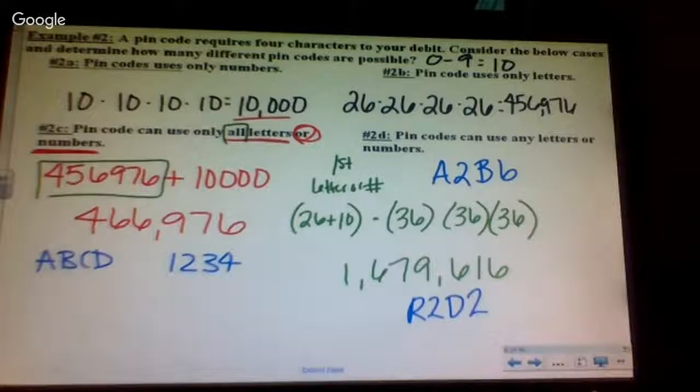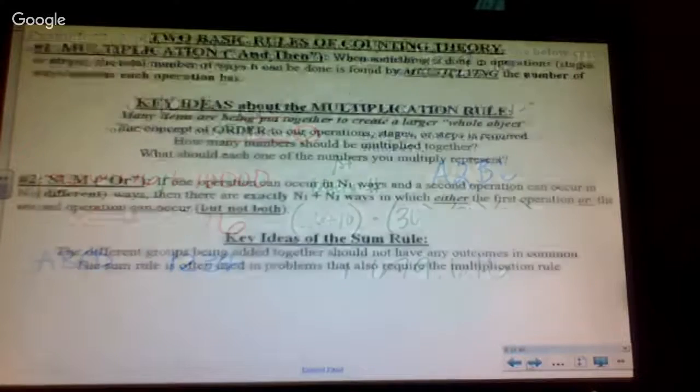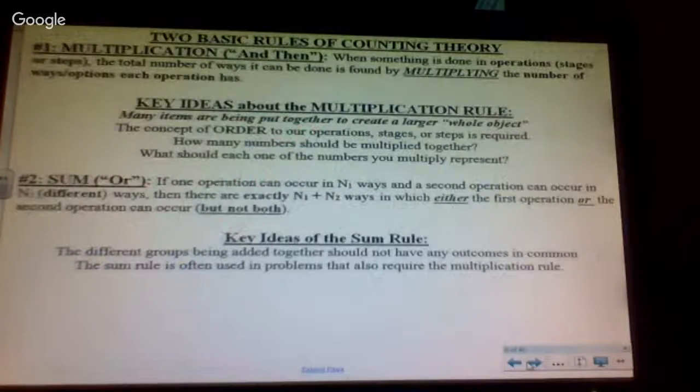Yes. Everybody good? I don't want to skip ahead. Okay, so here's what we just talked about. Your multiplication rule. You always multiply when you see the word and, you always add when you see the word or. Okay, simple as that.